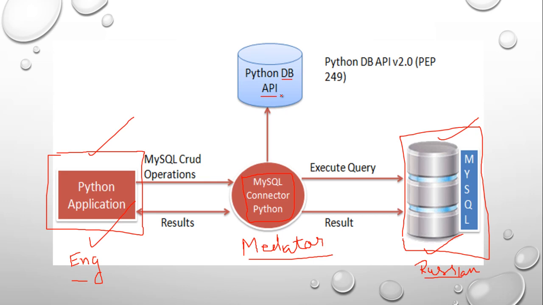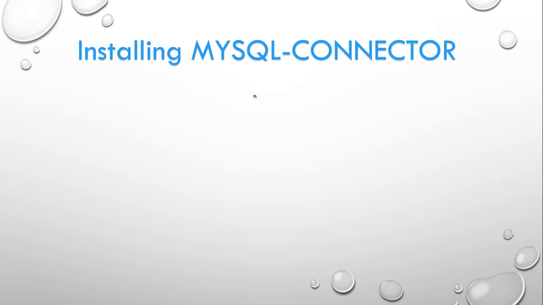Okay, so before going further, the first thing we have to know is that for establishing a connection between Python and MySQL, we need a MySQL connector first. Today I'm going to guide you through the steps required for installing this mediator, that is the MySQL connector, right? So first we are going to see how we can install the MySQL connector.